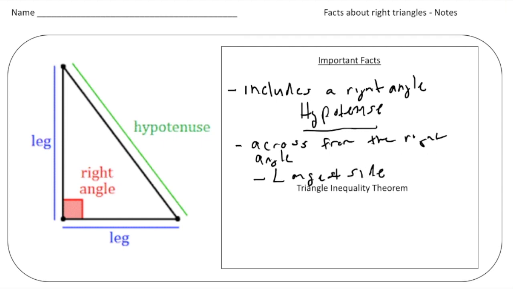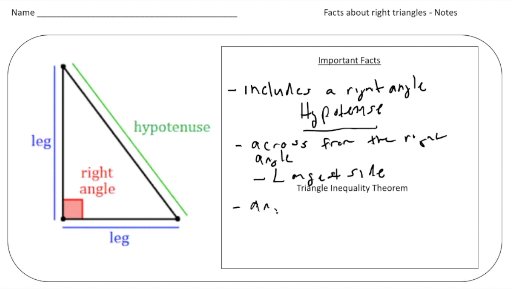Another rule to remember when it comes to right triangles is the triangle inequality theorem. Okay, maybe you learned this before. But basically, the triangle inequality theorem states that any two sides of the triangle, when added together, will always be greater than the third side. Okay, so one more time, any two sides of a triangle will always be greater than the third side. So let's write that down.